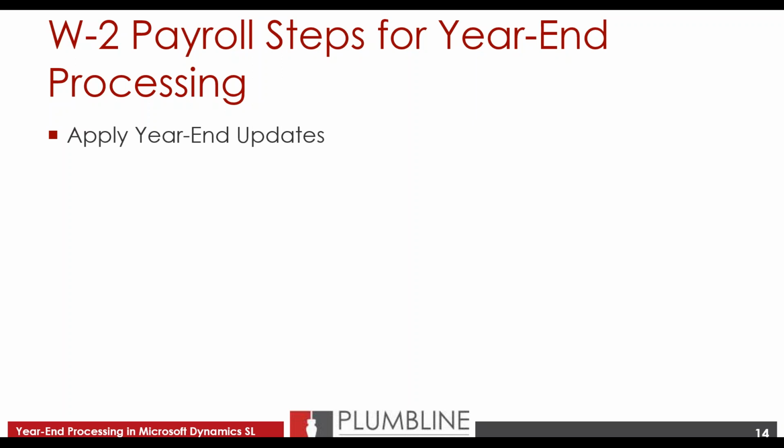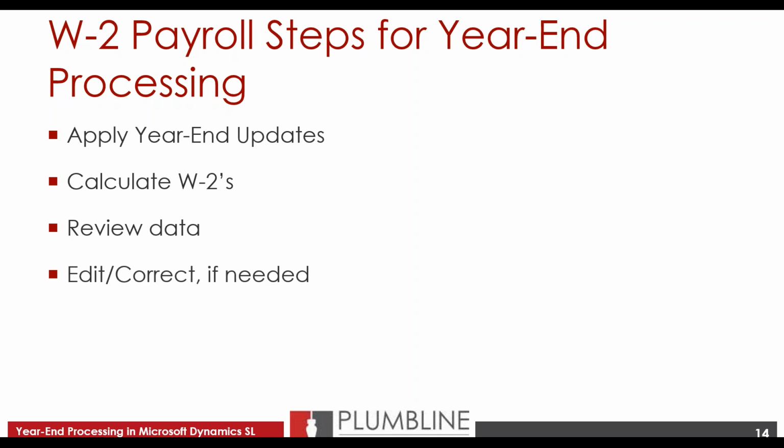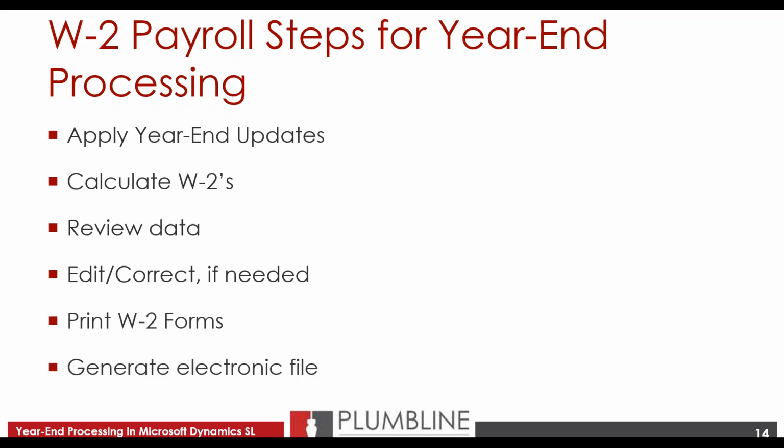And we'll go into each of these in a little bit more detail next. So just a high-level overview. First, we would apply the year-end updates, and then the W-2s get calculated. You want to review the data on those W-2 forms just to make sure that the information contained on them is accurate. And then if you do find any items that need addressed, you would make edits or corrections as needed. The W-2 forms would then get printed. And then lastly would be the creation of the electronic file if you're filing electronically.